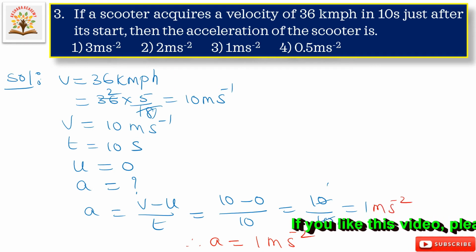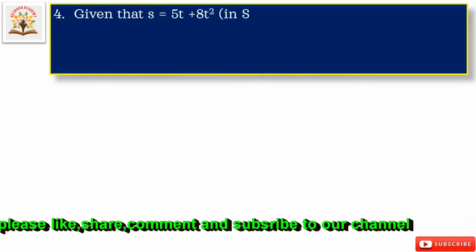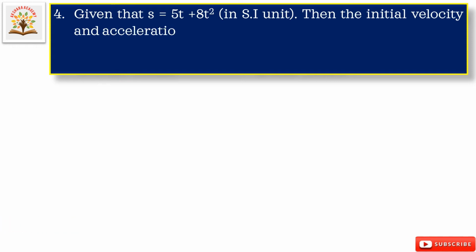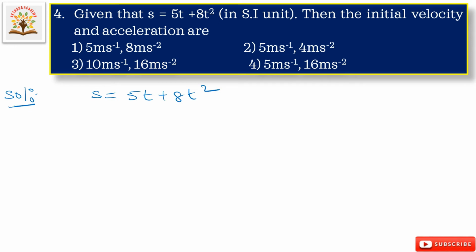Okay. Next we will go to the next. In this question, given that s is equals to 5t plus 8t square, then the initial velocity and acceleration are. Here we have to calculate initial velocity and acceleration. Let us go to the solution. Given that s is equals to 5t plus 8t square, comparing this equation with s is equals to ut plus half at square.